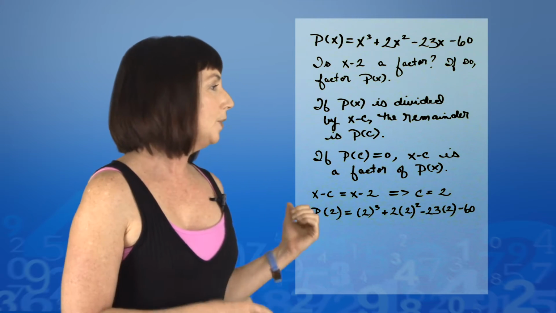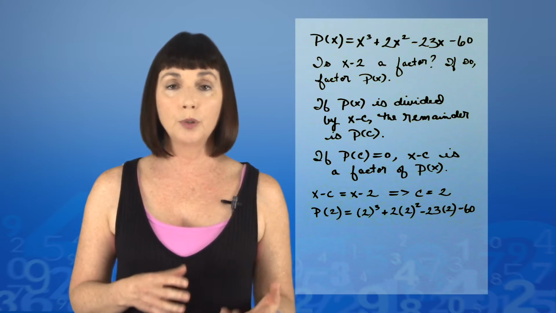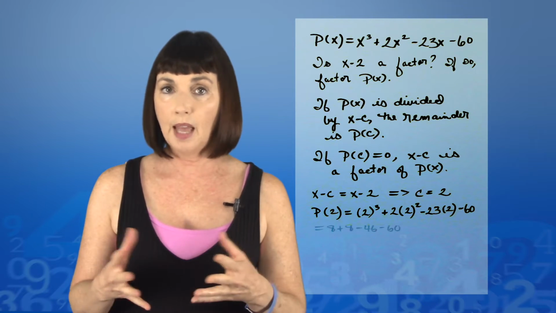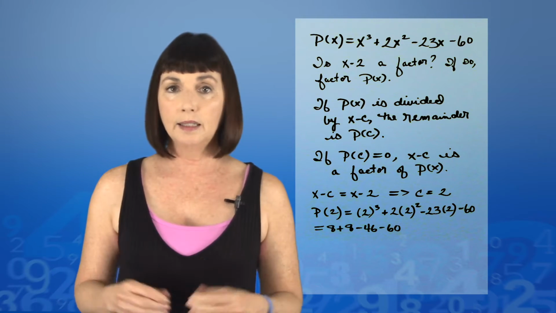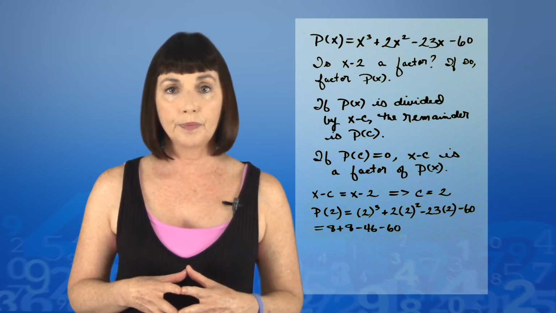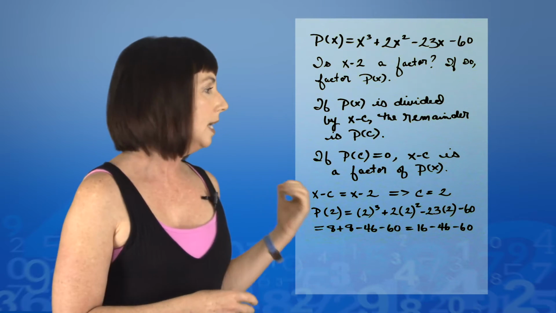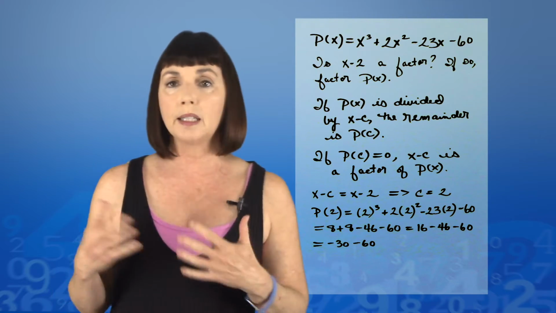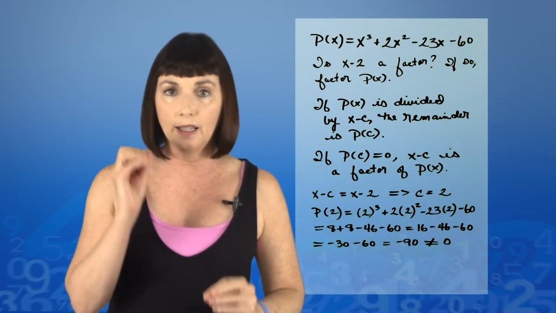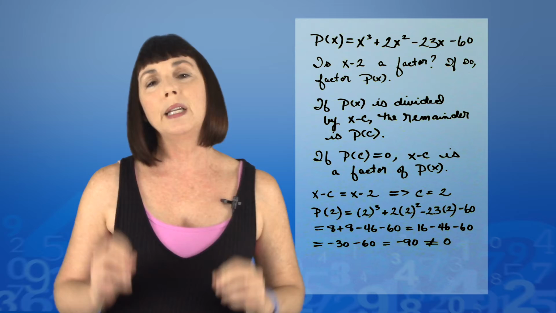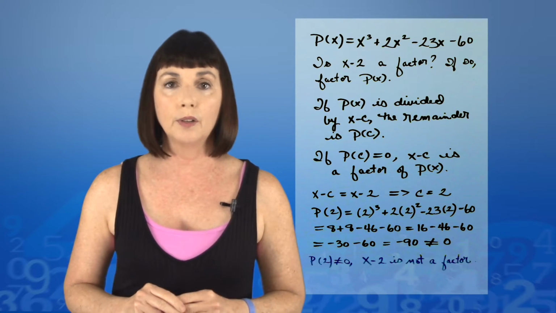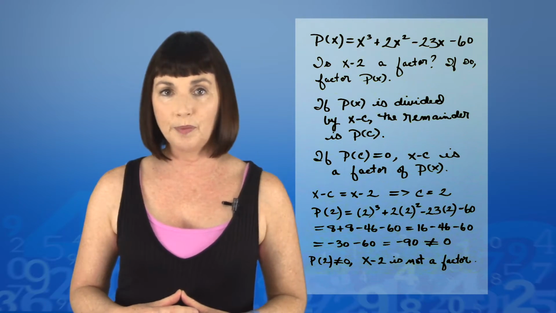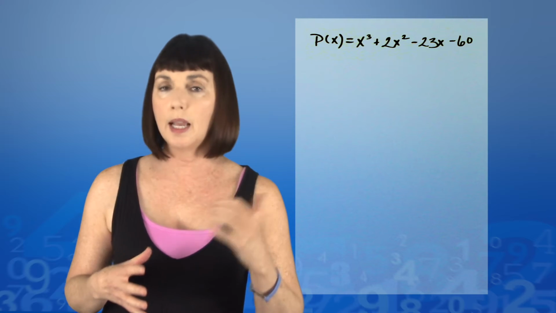P of 2 is equal to 2 cubed plus 2 times 2 squared minus 23 times 2 minus 60. That gives us 8 plus 8 minus 46 minus 60. So going left to right, we have 16 minus 46 minus 60. That leaves us minus 30 minus 60, which is minus 90, which is most definitely not equal to 0. So because P of 2 is not equal to 0, that means that x minus 2 is not a factor of this polynomial.